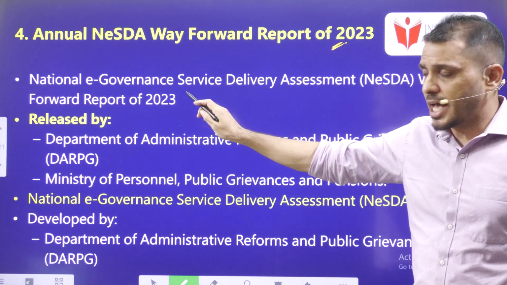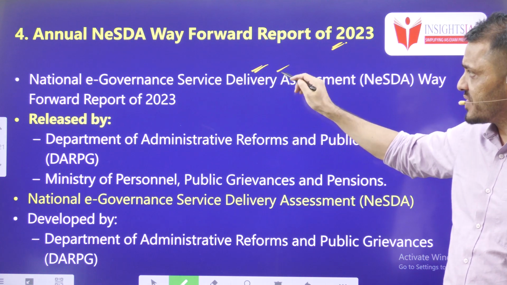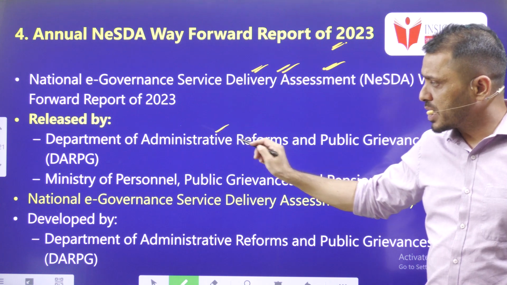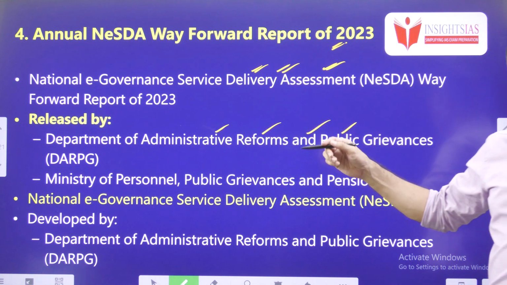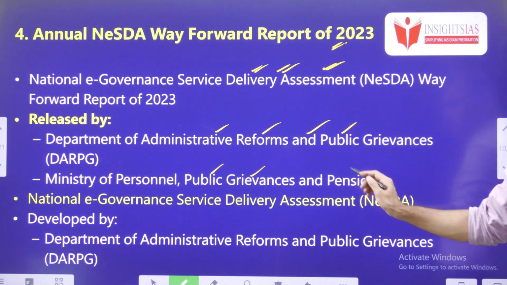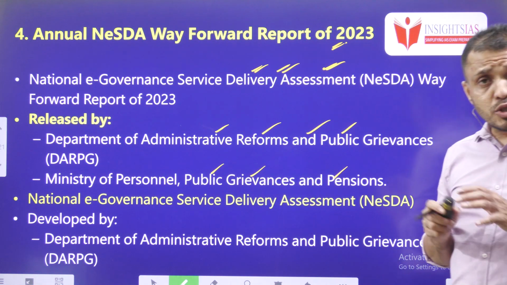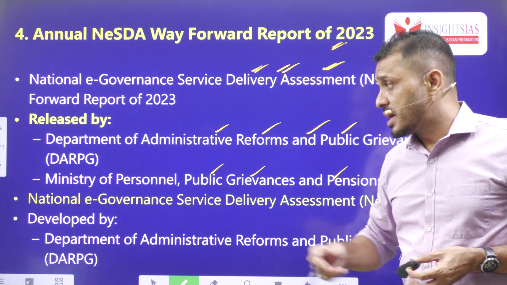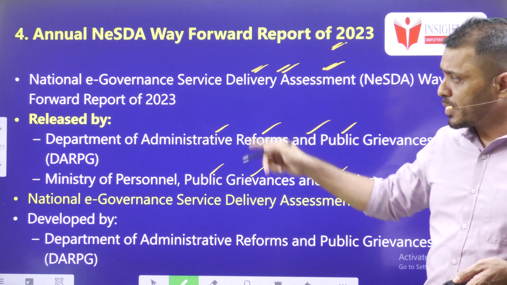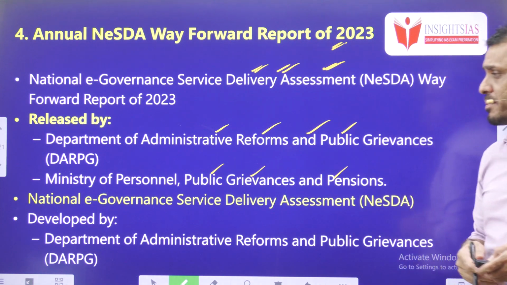The name is National E-Governance Service Delivery Assessment. So this is the name, and it is released by the Department of Administrative Reforms and Public Grievances. It comes under the Ministry of Personnel, Public Grievances and Pensions. And this framework was developed by the Department of Administrative Reforms and Public Grievances.